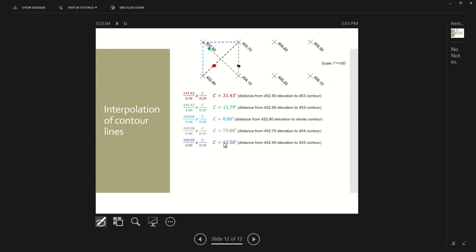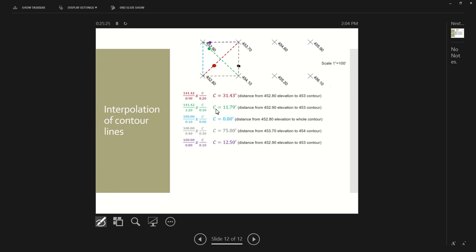Okay? It just so happens the math works out that C is 12.50 feet, about right here, okay? So that's that. That's for the 453 contour.